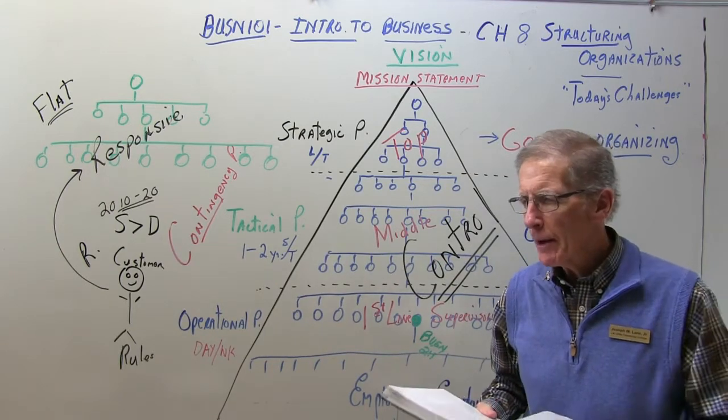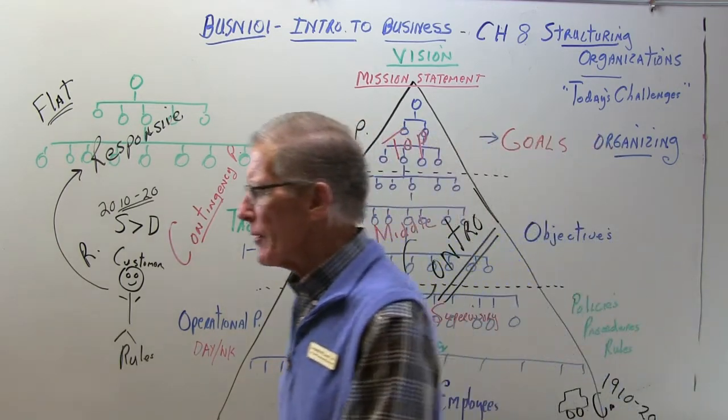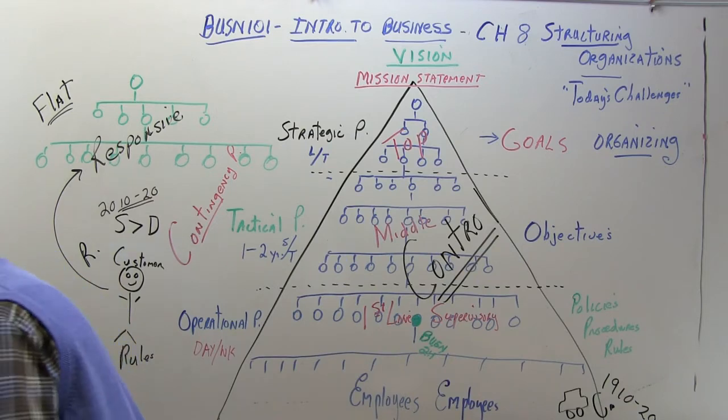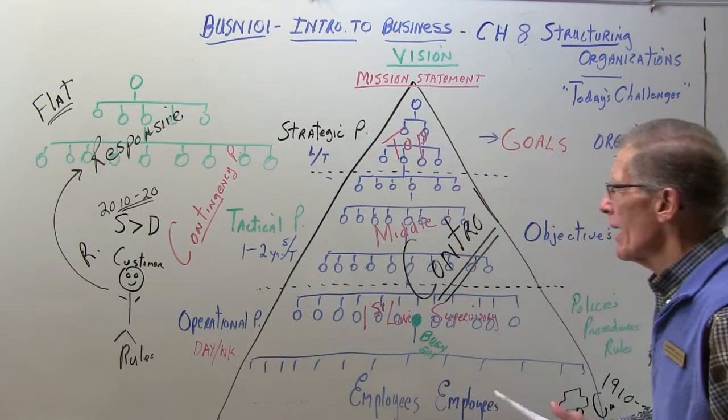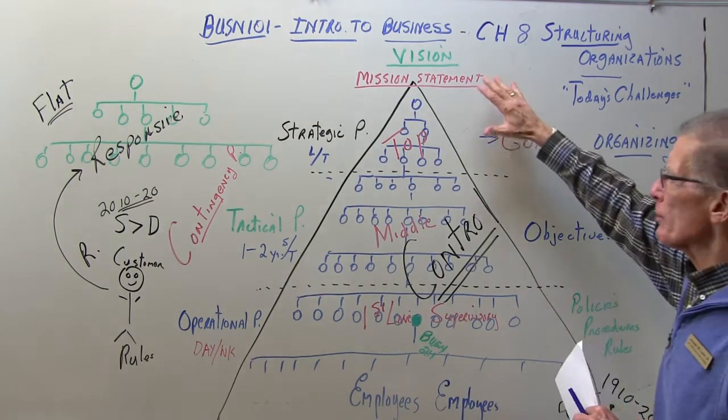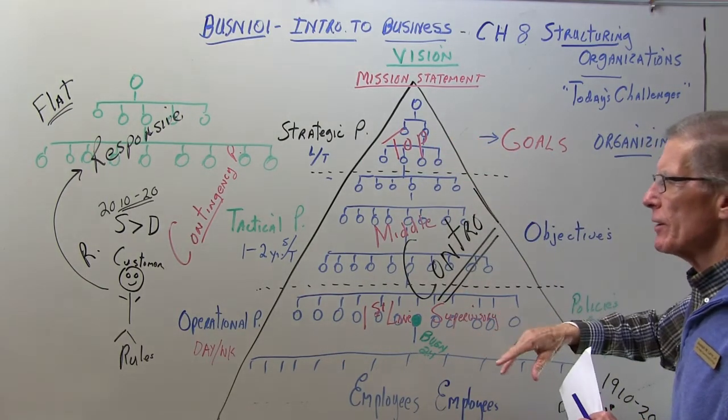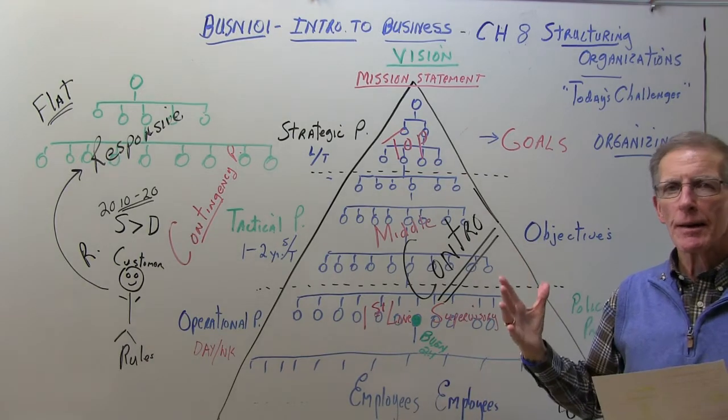So the thing about Henry Fayol, I just want you to be familiar with, is that he was an organizational theorist, and basically he came up with principles of organization such as unity of command.